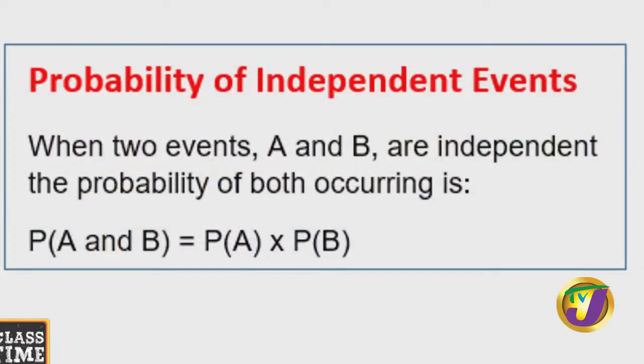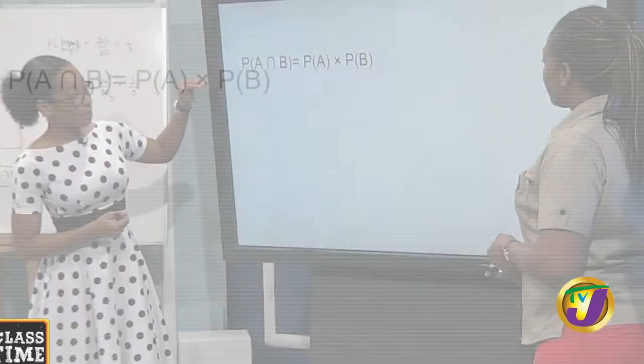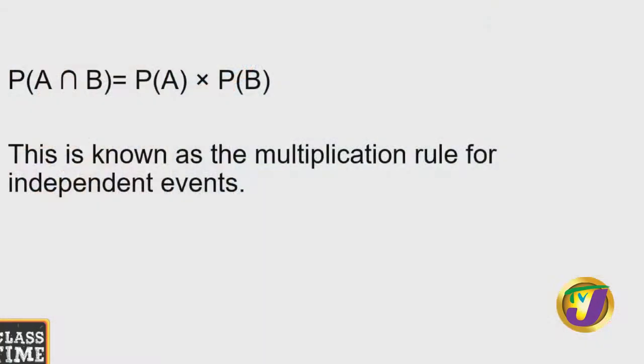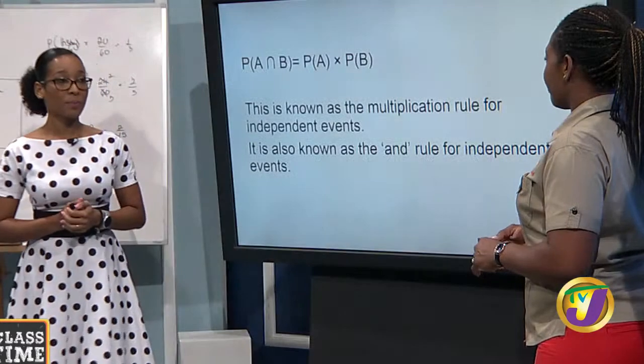When two events A and B are independent, the probability of both occurring, the probability of A and B, is equal to the probability of A multiplied by the probability of B, which we looked at earlier. Here we have it: the probability of A intersect B equals the probability of A times the probability of B, which is known as the multiplication rule for independent events. It is also known as the AND rule for independent events.